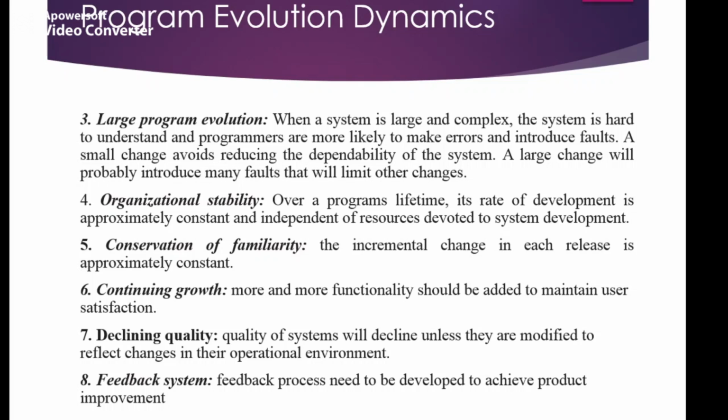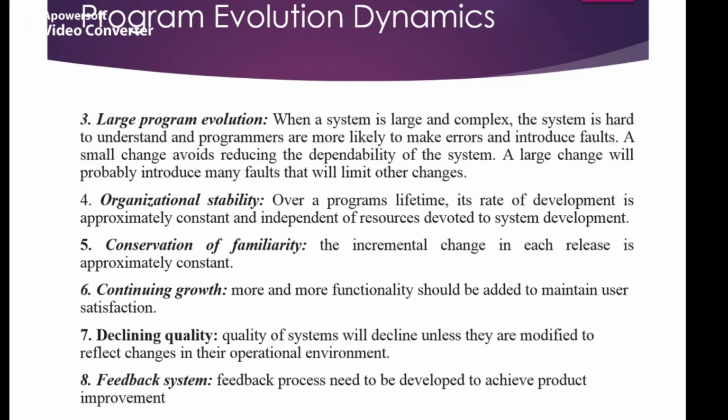Seventh law, declining quality. The quality of the systems will decline unless they are modified to reflect changes in their operational environment. So when the quality of the system declines, you need to maintain the quality of the system. That's why you have to make changes so that it is always working in its environment.